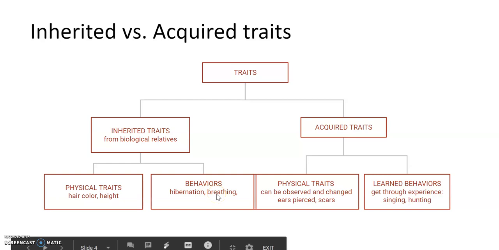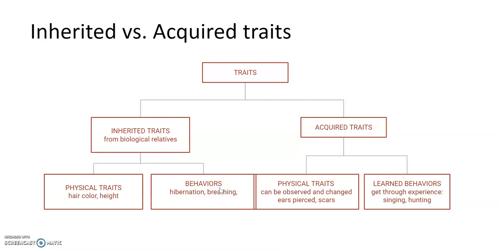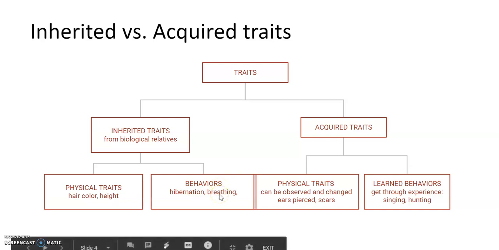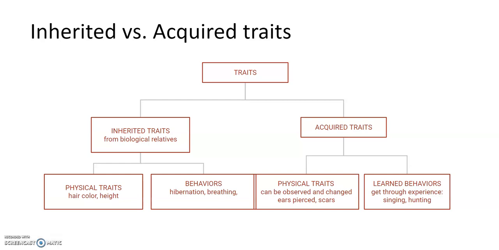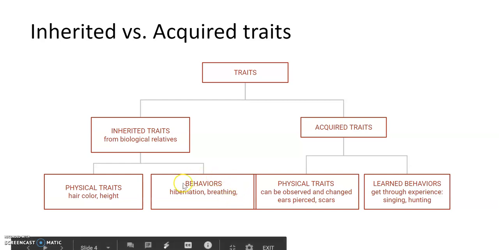For all animals, an inherited trait that's a behavior would be breathing. For children, we are born knowing how to cry, although later we learn how to cry for specific things. So behaviors can start off being inherited and then change to learned.